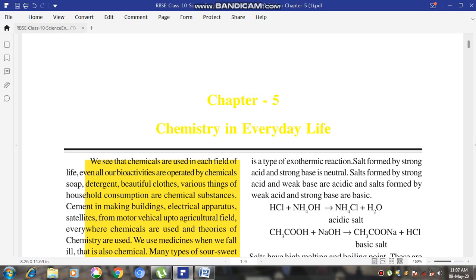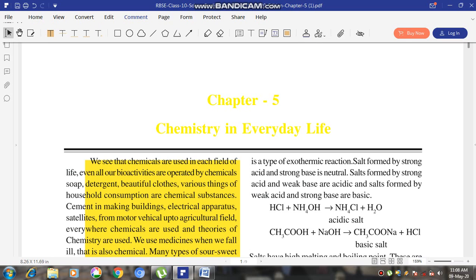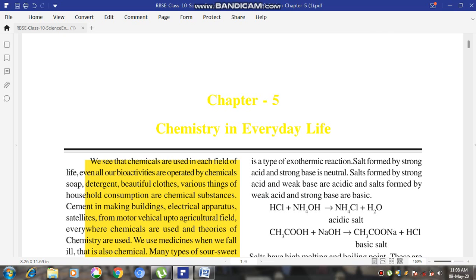Salt formed by a strong acid and strong base is neutral. Salt formed by a strong acid and weak base is acidic. So acidic salt is formed by the reaction of a strong acid and a weak base.